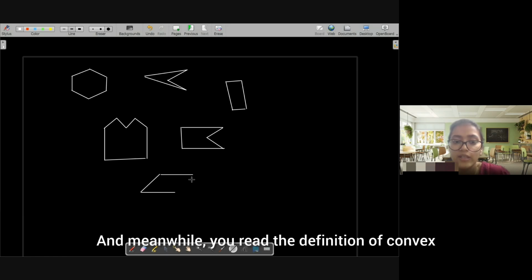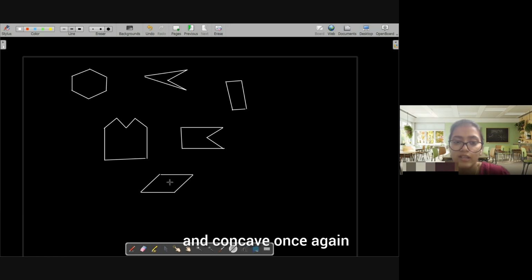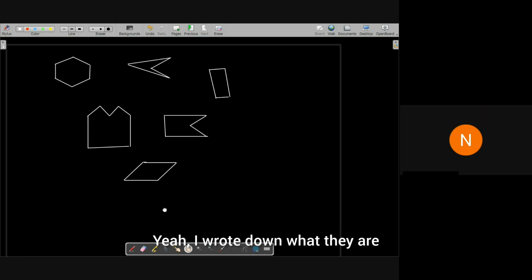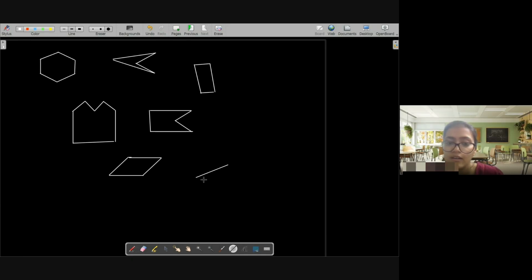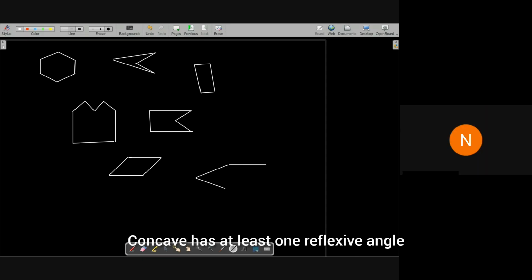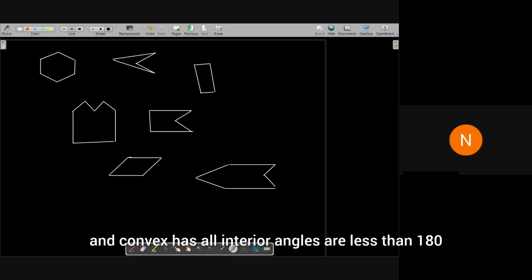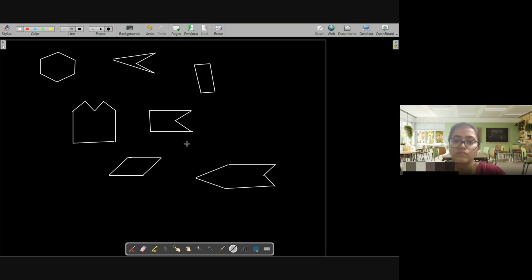And meanwhile, you read the definition of convex and concave once again. Have you noted it down? Yeah, I wrote down what they are. Okay, you read it again. Concave has at least one reflex angle, which is more than 180, and convex has all interior angles less than 180.